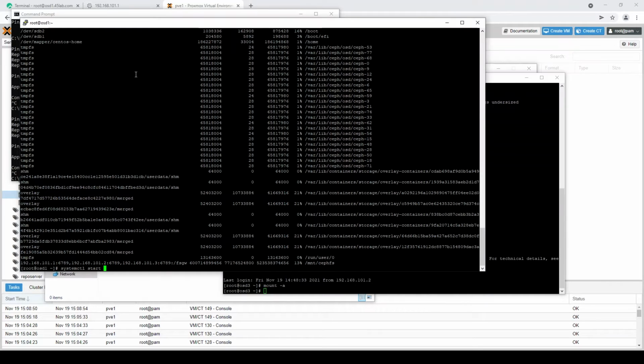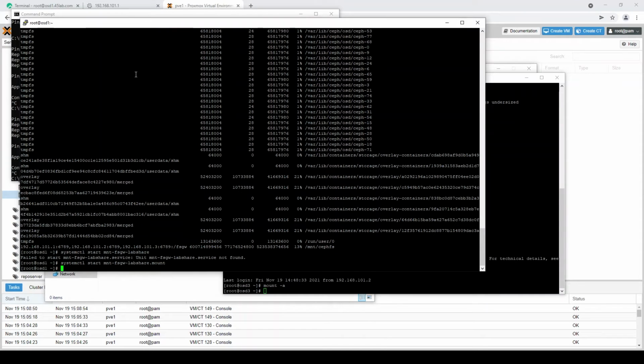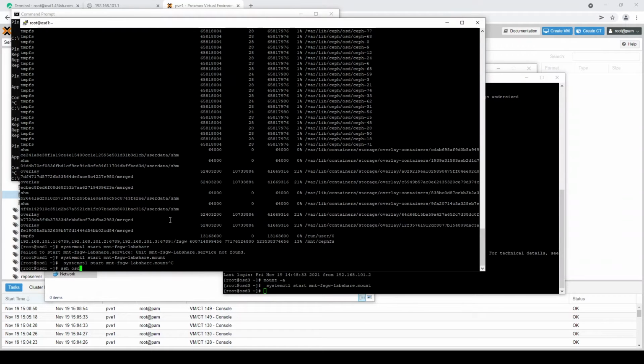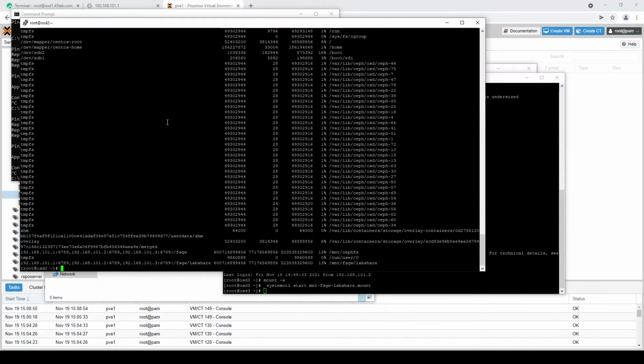That's what we have to do. Hold on, start mnt-fsgw-lab-share.mount. Okay, we're gonna do that. So all I'm doing is reconnecting my underlying file system share. So we'll do that. systemctl, connect that. df, there it is there.